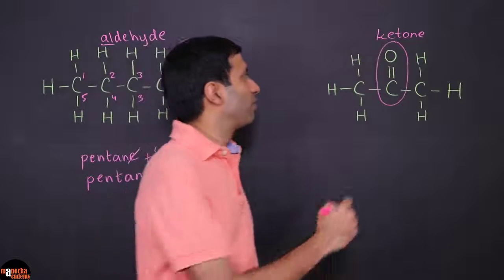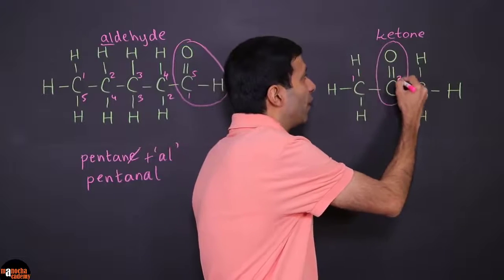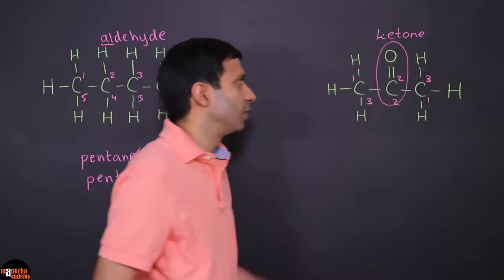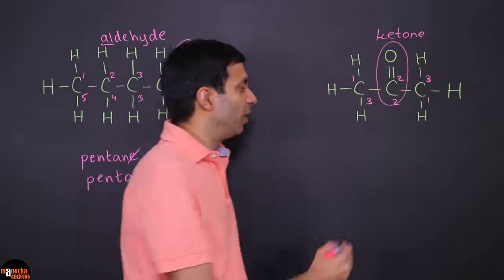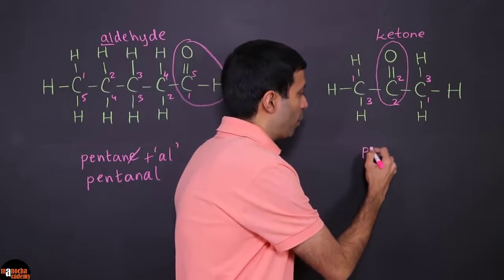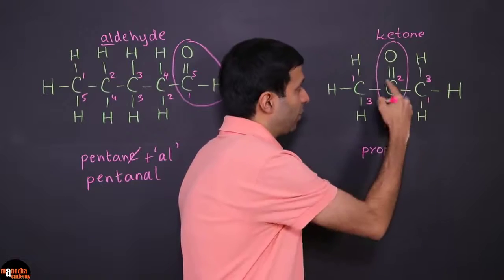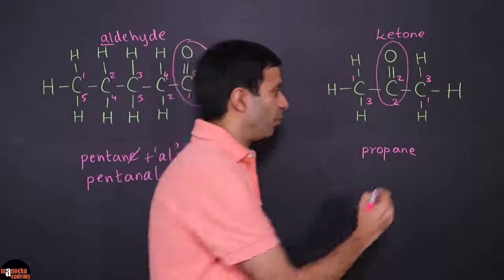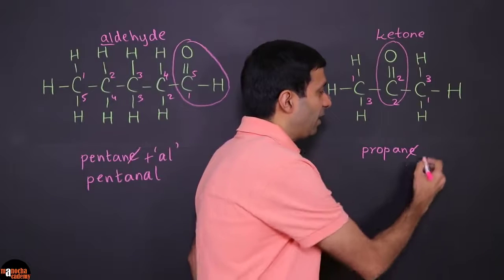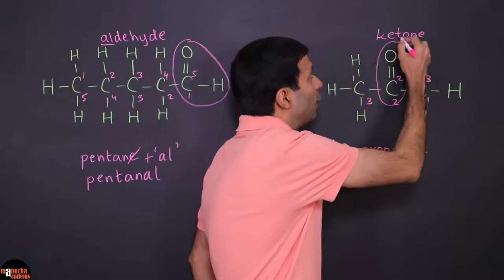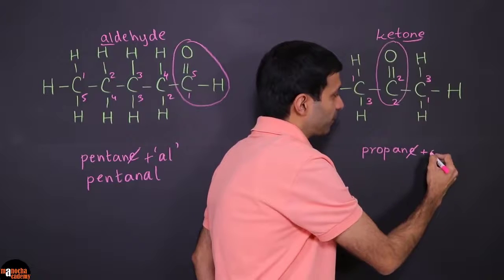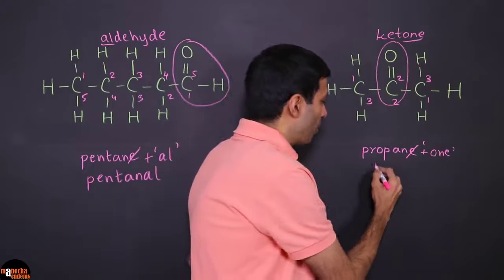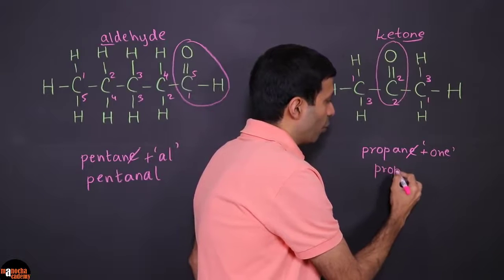So here we have 3 carbons and we'll include the carbon of the functional group. So it's a 3 carbon chain. So the name will be propane, right? If we ignore the functional group. But again the rule is we'll remove the letter E and add, for the ketone, we need to add one. So what's the name going to be? Propanone.